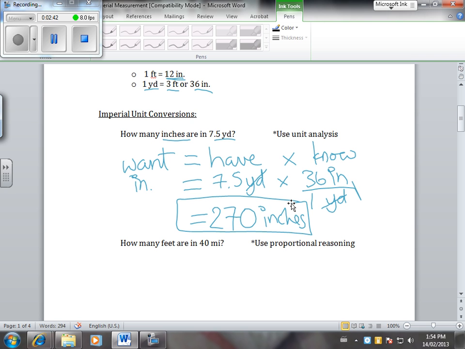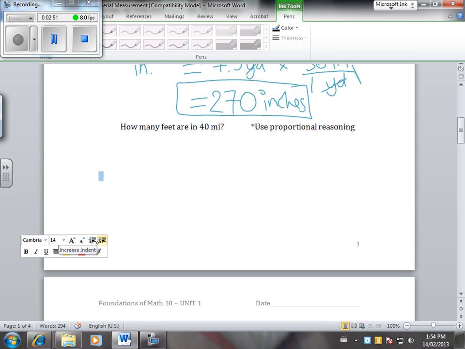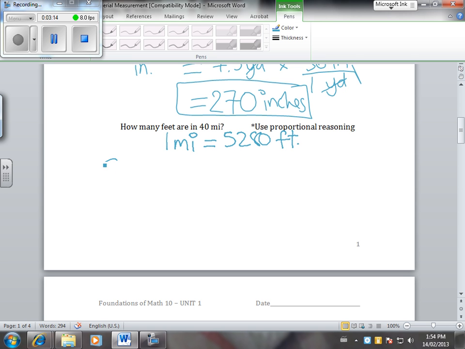And again, yards are bigger than inches, so it makes sense that we need lots of inches to fill up a yard. And then to use proportional reasoning, remember proportional reasoning was like the cross multiply. So first of all, we look at your data booklet for the conversion factor between feet and miles, and you'll see that 1 mile equals 5,280 feet.